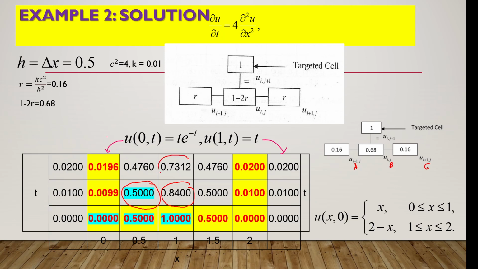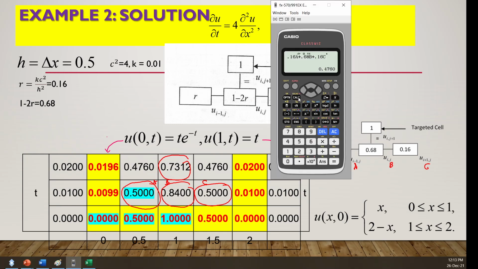Now we move to here. So this will be A. B is the center bottom. C is the right bottom. And you calculate. So A now is 0.5. B is 0.84. C is 0.5. So 0.7312.